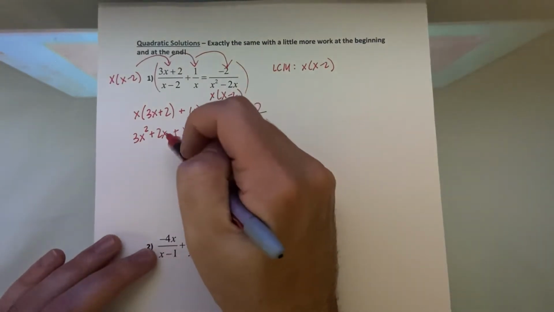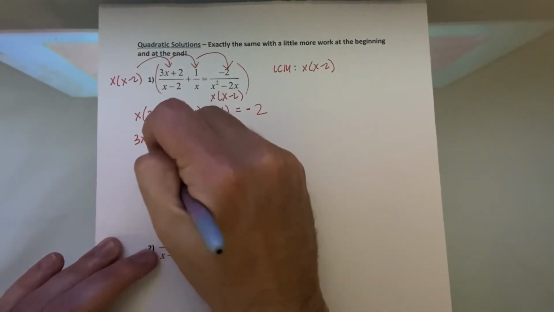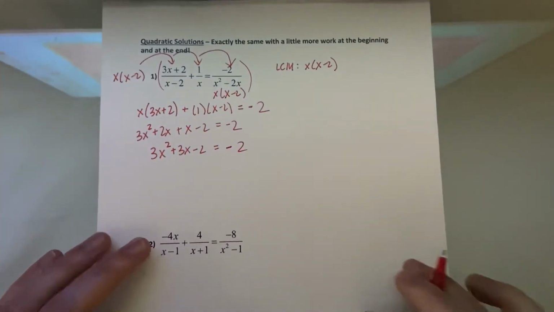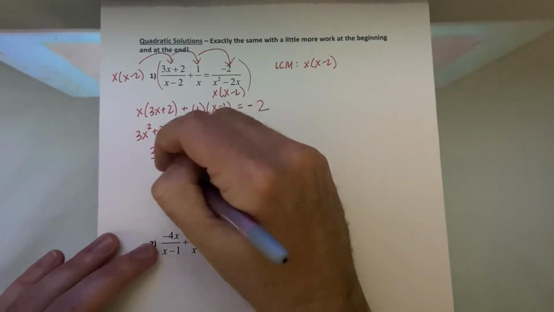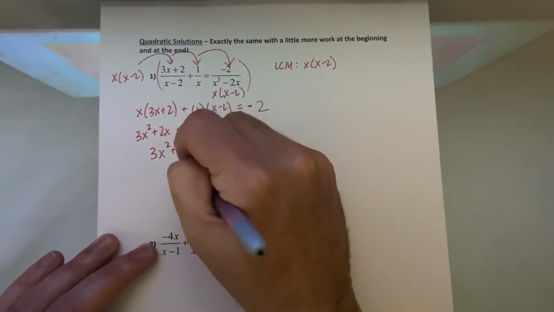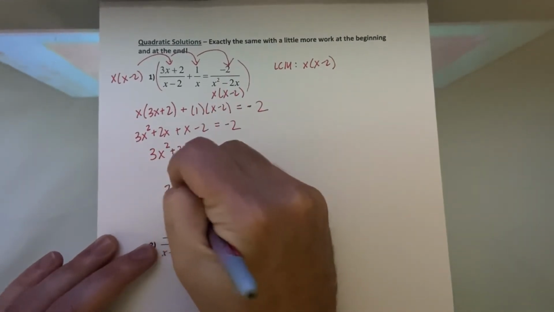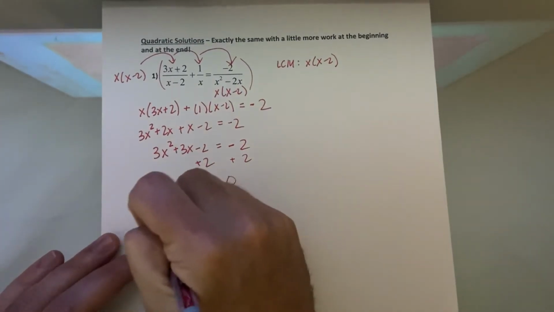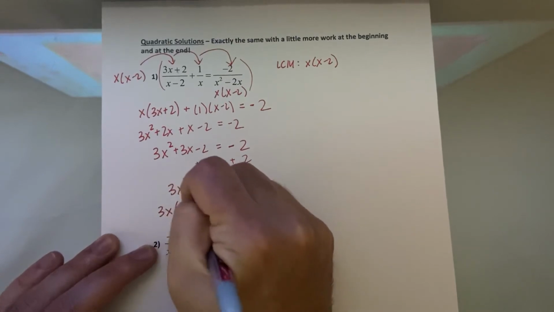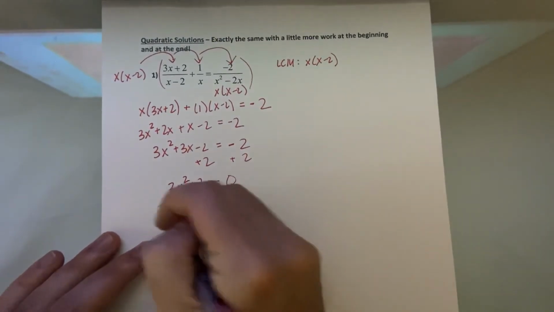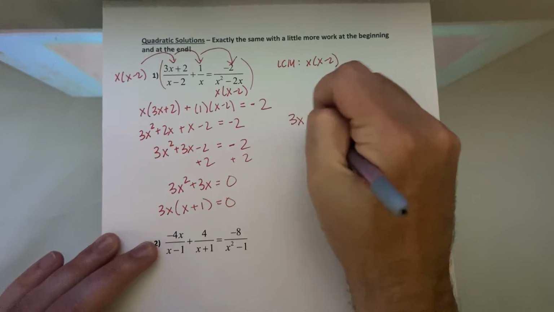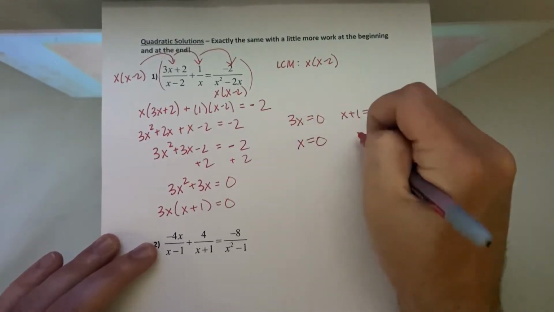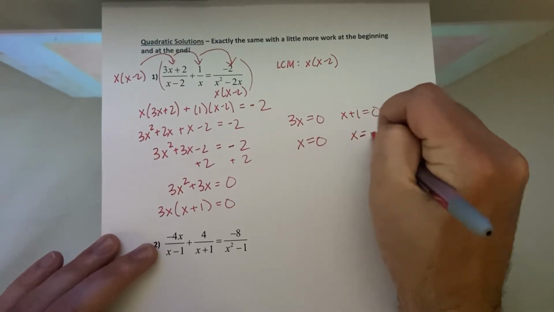Okay, so combine our like terms. 3x squared plus 3x minus 2 equals negative 2. Since this is quadratic, I'm going to add 2. I set it equal to 0. Something nice happens here. 3x squared plus 3x equals 0. I can factor out a 3x times x plus 1. When I set each of these equal to 0, 3x equals 0 or x plus 1 equals 0, I either get x equals 0 or x equals negative 1.